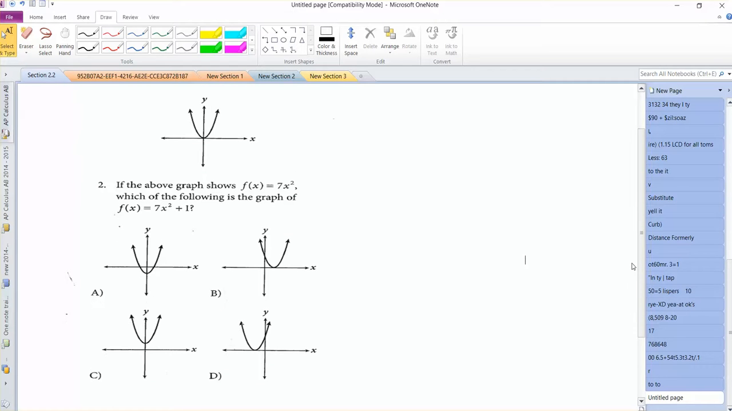Okay, so here we have y equals 7x squared up above. We want to know which of the following gives a graph y equals 7x squared plus 1. My guess is this is in the non-calc section. In fact, if you don't see a calculator next to the problem, it's going to be non-calc.